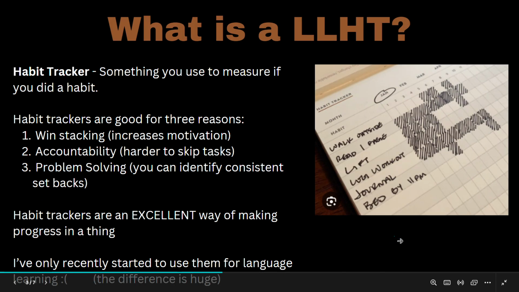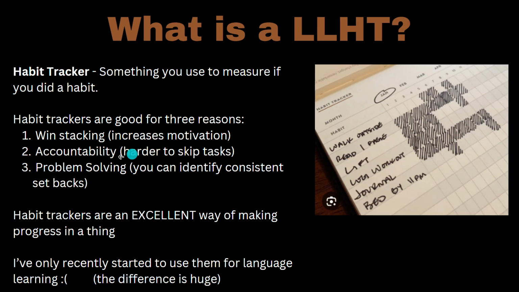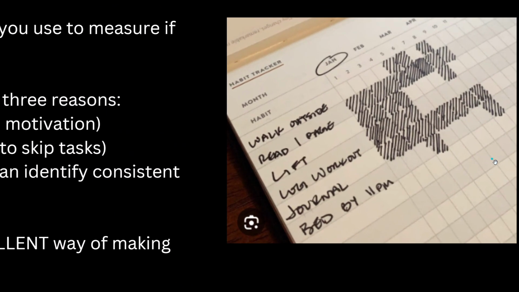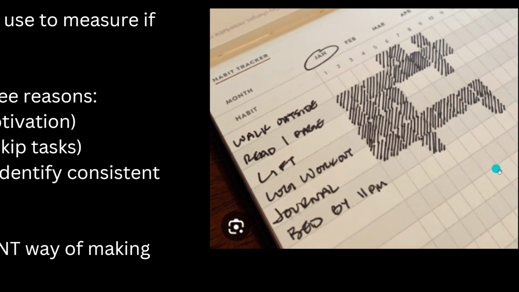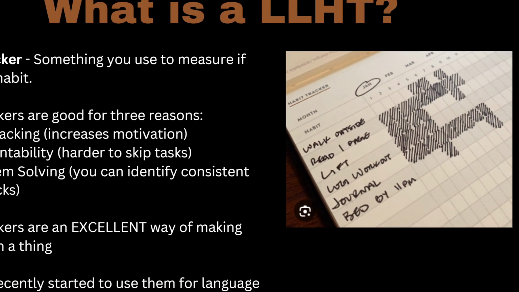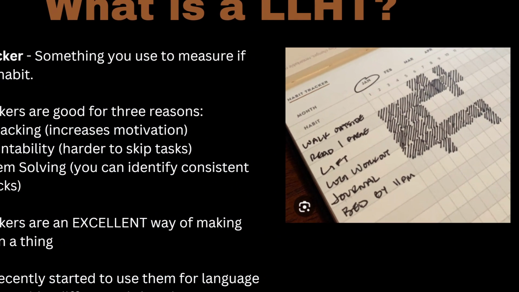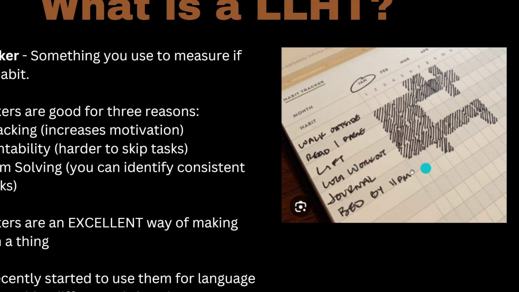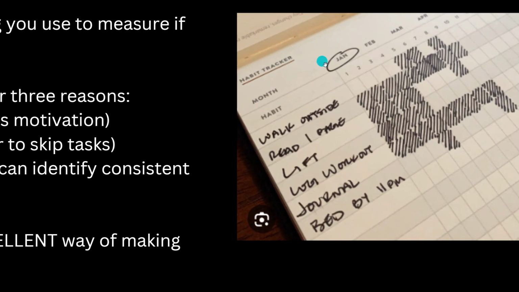So what is a language learning habit tracker? A habit tracker, full stop, is something you use to measure if you did a habit. I've got a picture of one on the right here. I think that is from James Clear. If you've heard of the book Atomic Habits, it's like some kind of productivity book. Haven't actually got around to reading it yet, but I've heard it's really good. So yeah, this is a habit tracker.